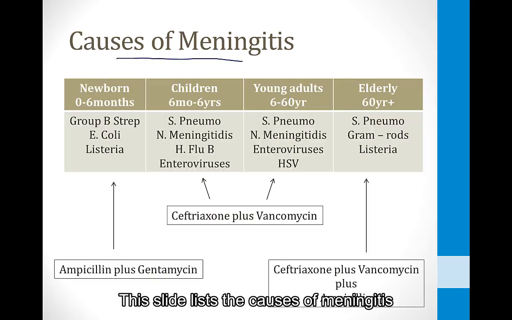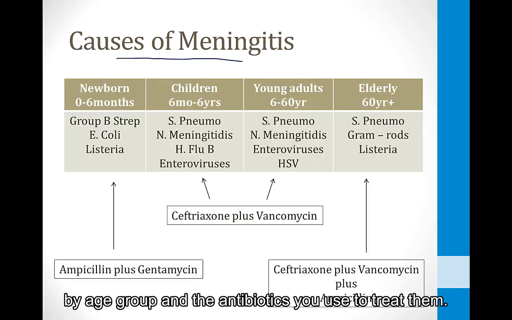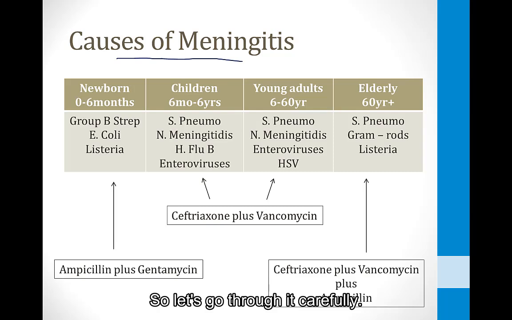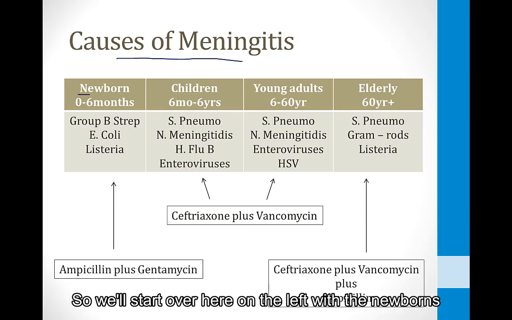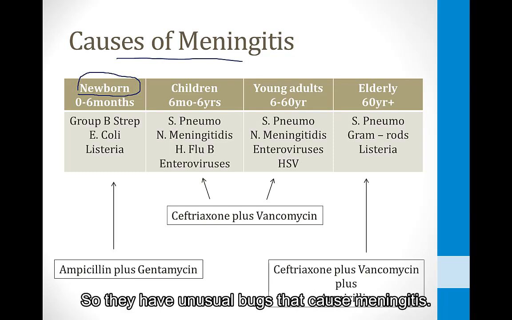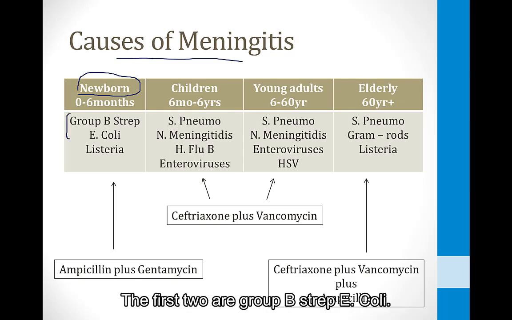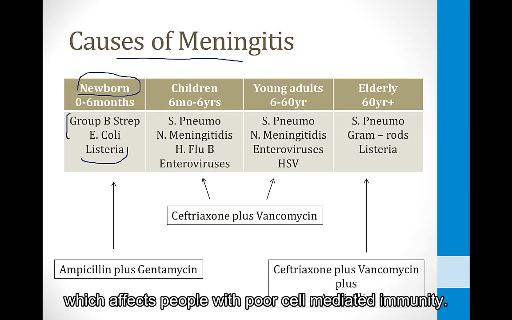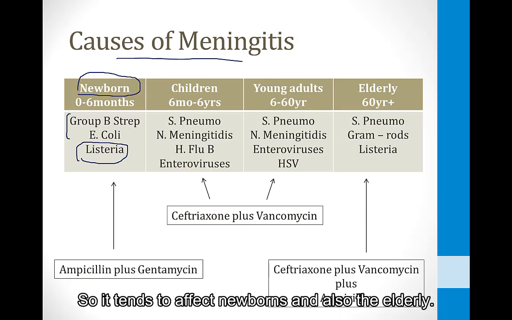This slide lists the causes of meningitis by age group and the antibiotics you use to treat them, so let's go through it carefully. So we'll start over here on the left with the newborns from 0 to 6 months. They often get meningitis from their mother in passing through the vaginal canal, so they have unusual bugs that cause meningitis. The first two are group B strep and E. coli, and then the last one is listeria, which affects people with poor cell-mediated immunity, so it tends to affect newborns and also the elderly.